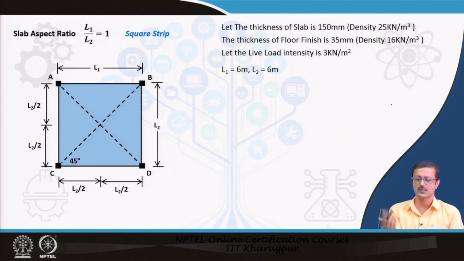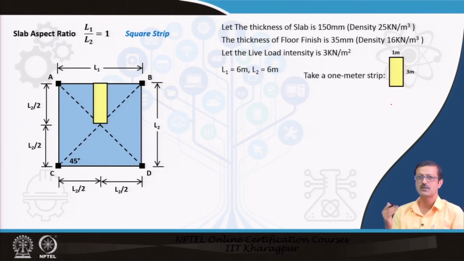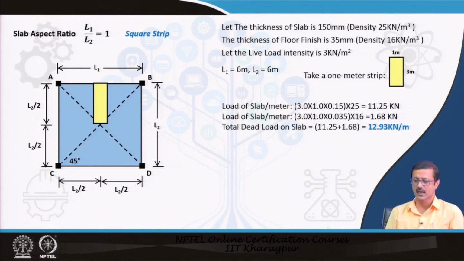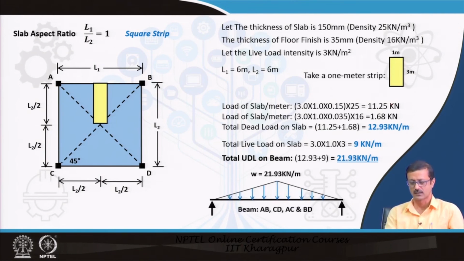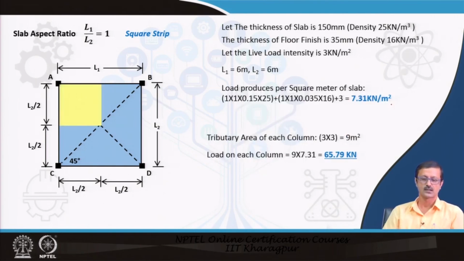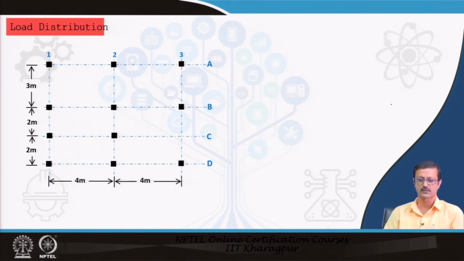Suppose in the same problem, I now take the L2 as 6 meter. So, the strip length will be 3 meter by 1 meter. The 1 meter remains the same, because that is the unit load on that particular strip, and this is 3 meter. This I have calculated, and I found out that the UDL is 21.93 kilonewton per meter. The distribution of load is triangular, because all the 4 beams will have the same kind of triangular load contribution, and the contribution of the column will also be 1/4. So, I have also calculated the 1/4 calculation.